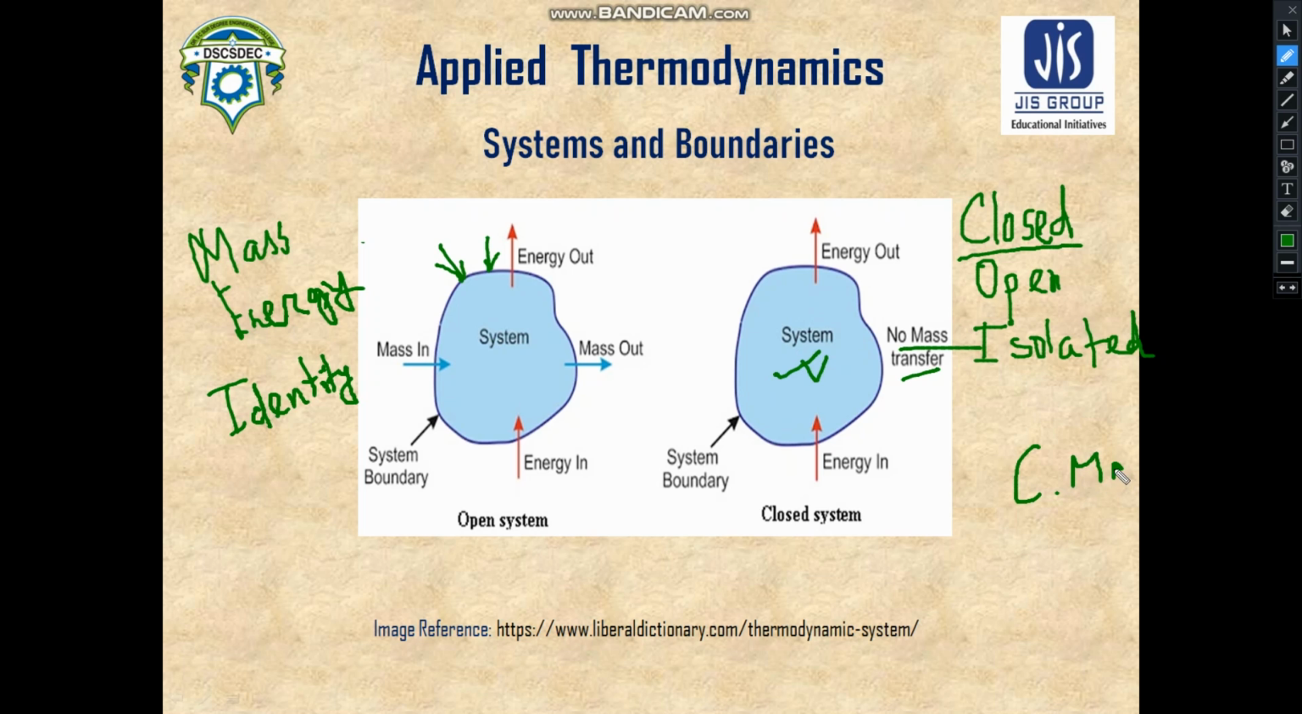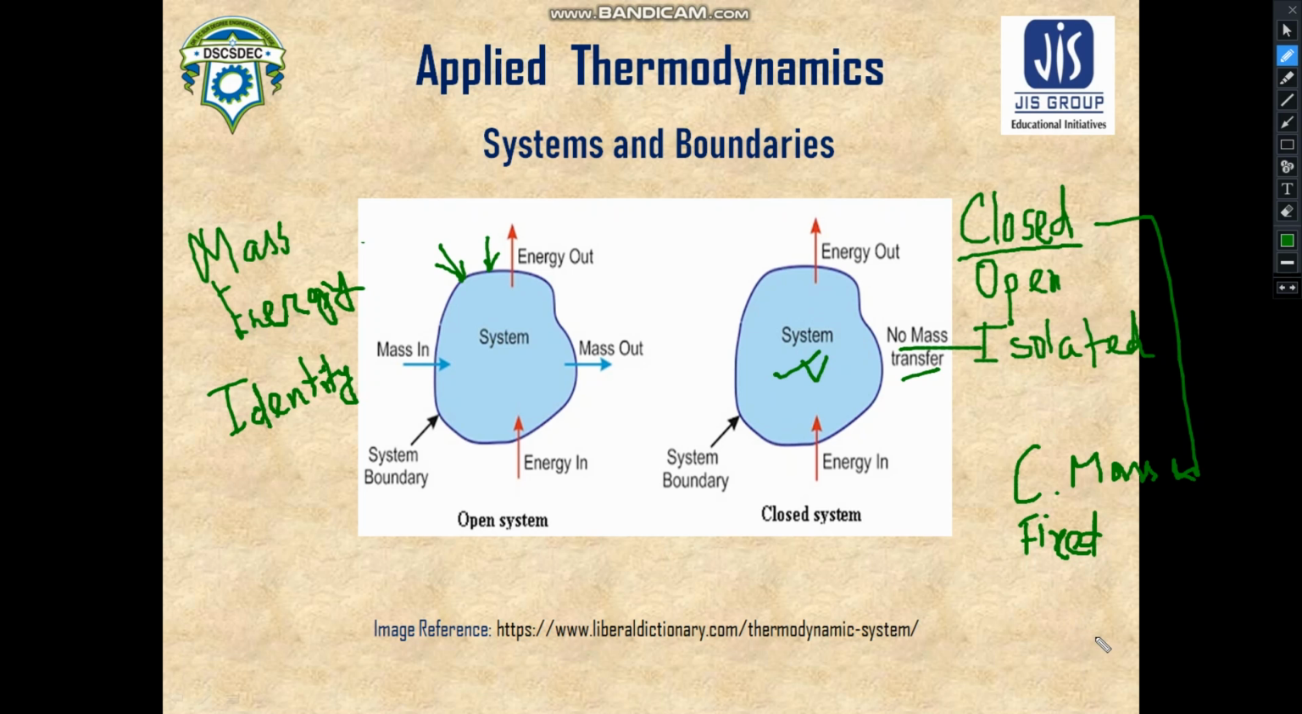C for control mass system. So closed and control mass are synonymous. And now, from the point of view of identity, if the mass remains fixed, then the space it is occupying is not going to change. So if the matter doesn't change its occupying space, then the identity will remain fixed. So there is no change going to happen in its identity.